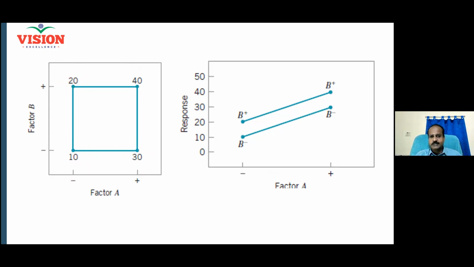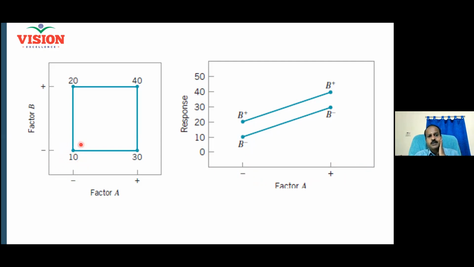Now what I want to understand is I want to plot a graph which is called interaction plot. How do you draw the interaction plot? Factor A is taken on the x-axis and response is taken on the y-axis. For factor A, there are 2 levels, low and high. Factor A is low, B is also low. What is the response you got?